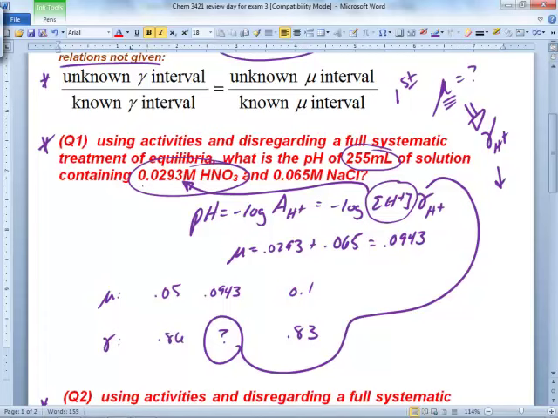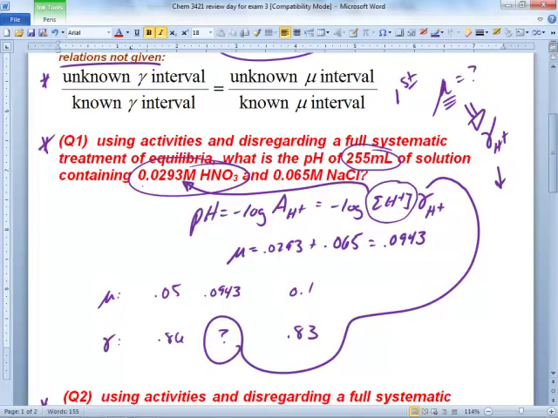Because before, we didn't care about anything, the sodium chloride or anything. We'd just taken the negative log of 0.0293 and been done with it. So that's how you'd calculate the pH without activities. But with activities, it's going to be the negative log of 0.0293 times a little fudge factor, gamma, the activity coefficient, which is what we're trying to find. Yes, because it's not in the chart.